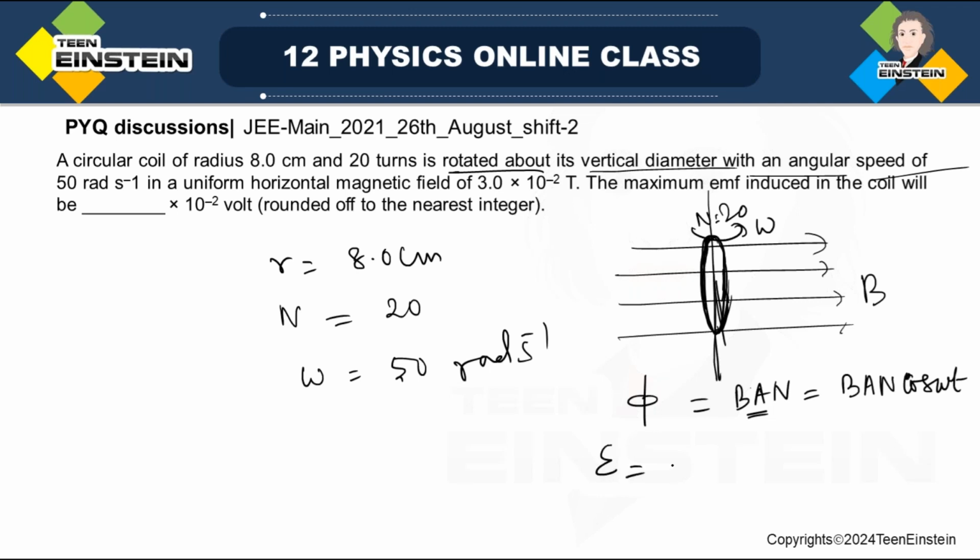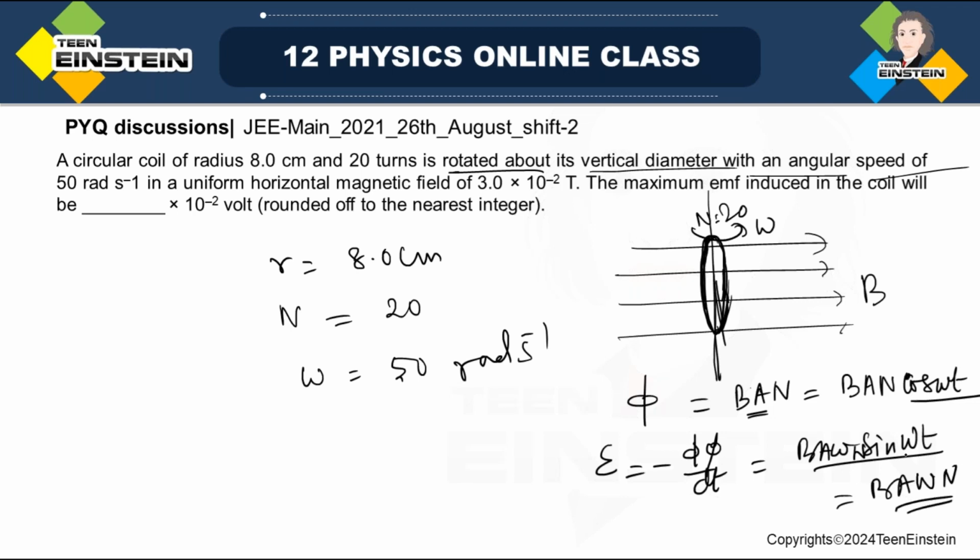Now, if you want to find out what this is, so EMF will be B A, derivative of cos of omega t, then omega sine of omega t. Okay, B A omega sine omega t, and maximum means it will be B A omega, and there will be N also. B A omega N. That's all. Okay, B A omega N. So B is given 3 into 10 to the power minus 2. A is pi.